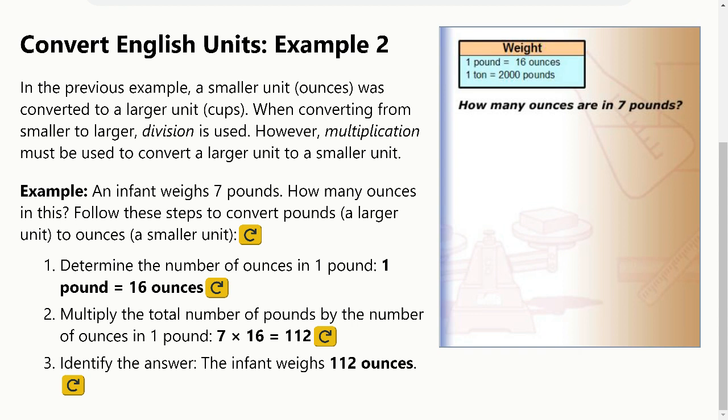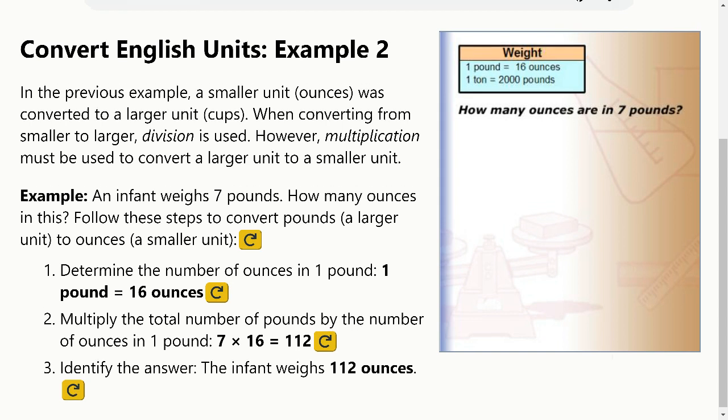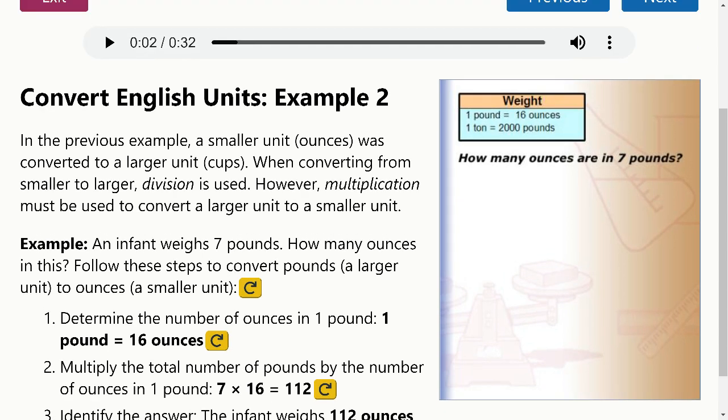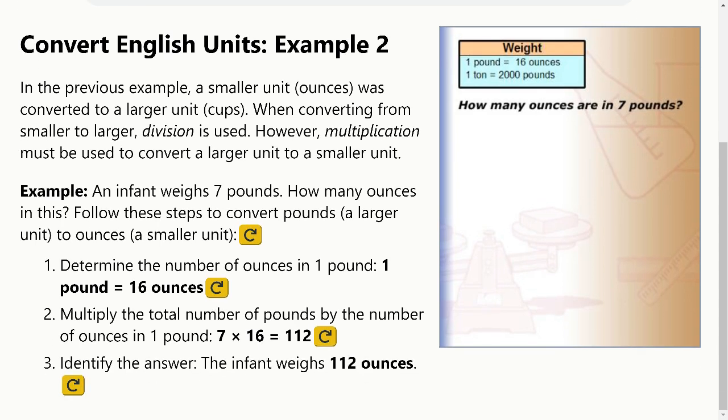Follow these steps to convert pounds, which is larger, to ounces, which is smaller. You'll determine the number of ounces in 1 pound. So if you look up here, 1 pound equals 16 ounces. Then you'll multiply the total number of pounds by the number of ounces in 1 pound. So 7 times 16 equals 112. So you identify the answer: the infant weighs 112 ounces, but that's equal to 7 pounds. If you're going from ounces back to pounds, then you would divide to get 7.